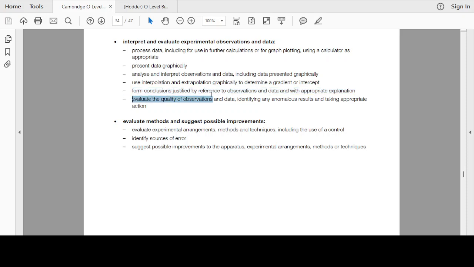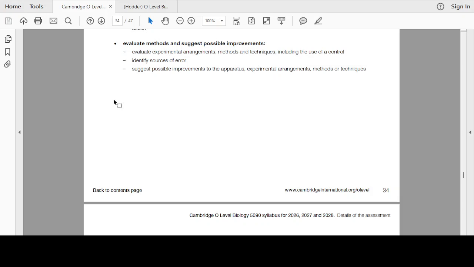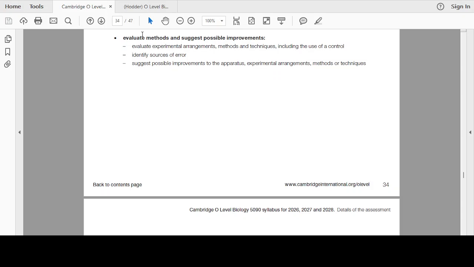Evaluate the quality of observation data, identifying any anomalous results and taking appropriate action. So I talked about that. Right, if you're given a set of data and they're asking you, well, which data point will you not use? So you need to look at it carefully and see, oh, well, this one looks different from the others, so I won't use it because it might be anomalous, it might be an outlier. How will you fix your data set? Well, you might not use that value, or you might repeat the experiment for that particular setup and conditions.